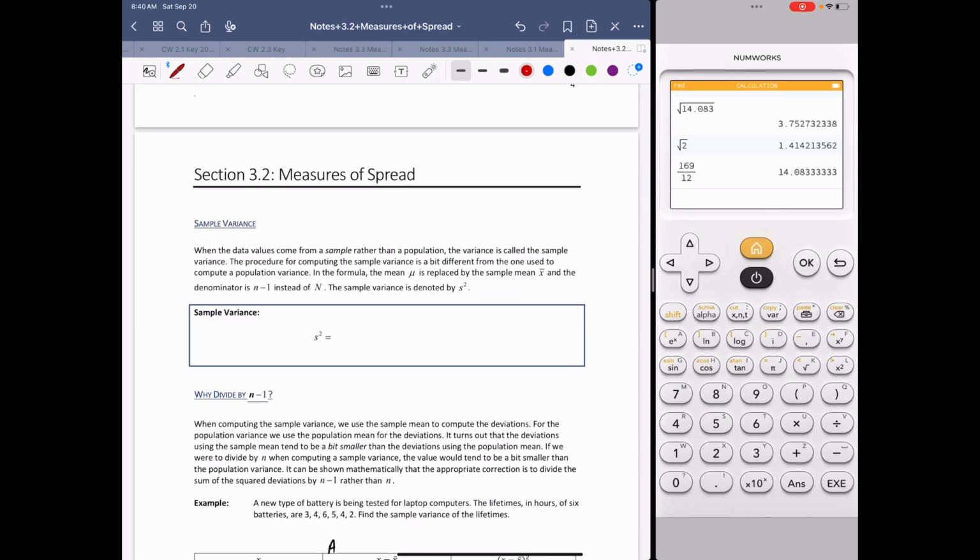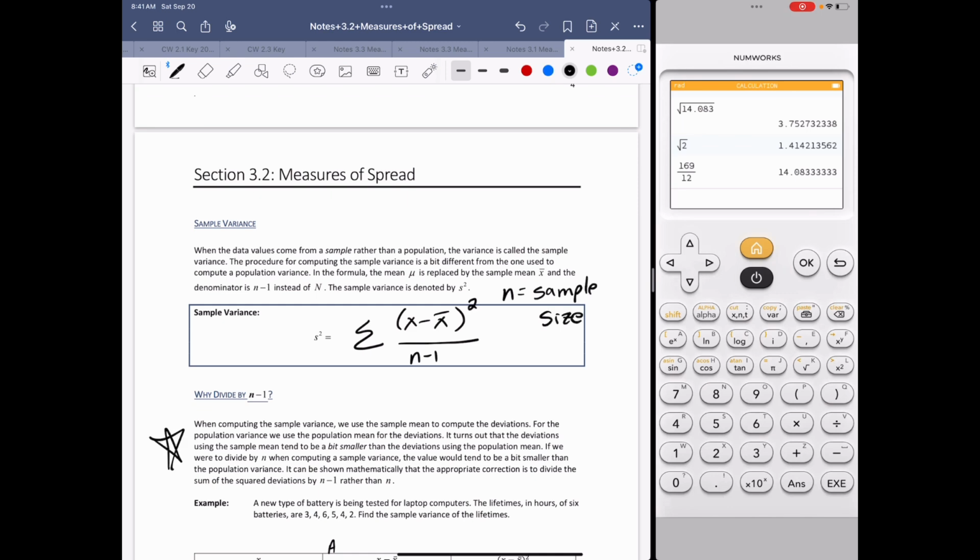Now, before we do that, I want to talk about sample variance. When the data values come from a sample rather than a population, the variance is called the sample variance. The procedure for computing the sample variance is a little bit different. Some of it's obvious. You're going to use x bar in place of mu. The symbol is different. It's s squared. And here's the formula. I'm going to take a sum, and I'm going to do my actual minus my predicted, and I'm going to square it. The big difference is instead of dividing by n, you're going to divide by n minus 1, where little n is my sample size.